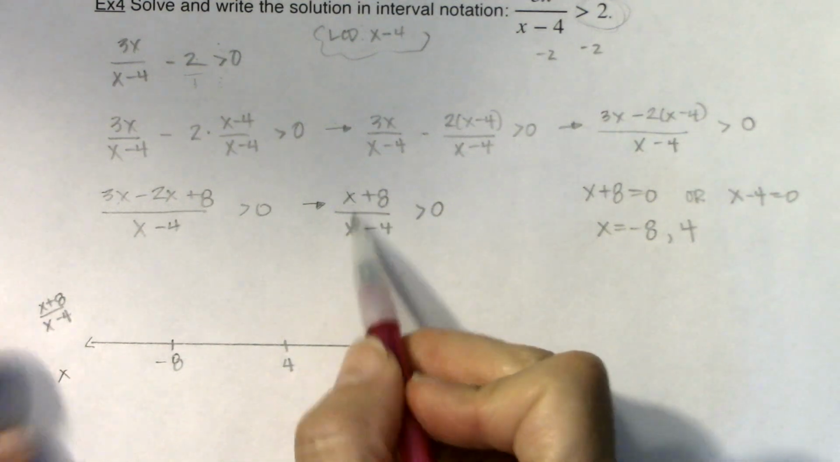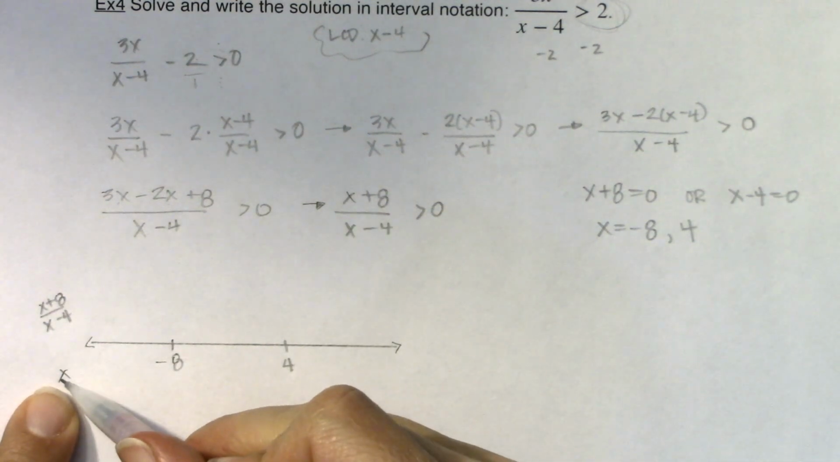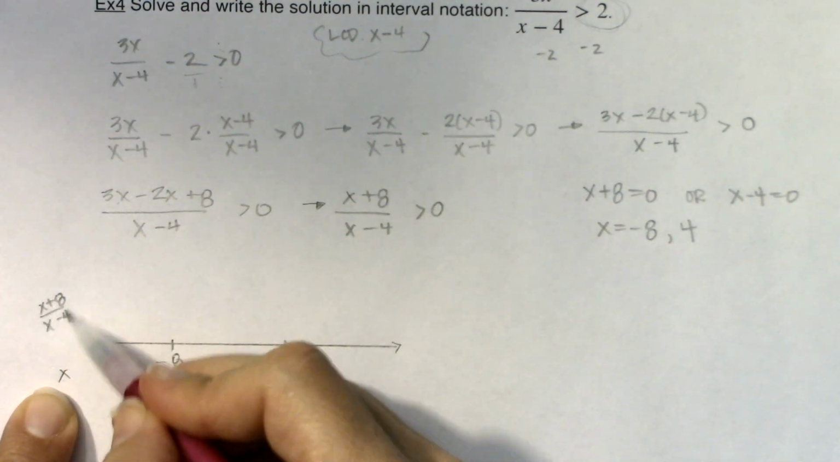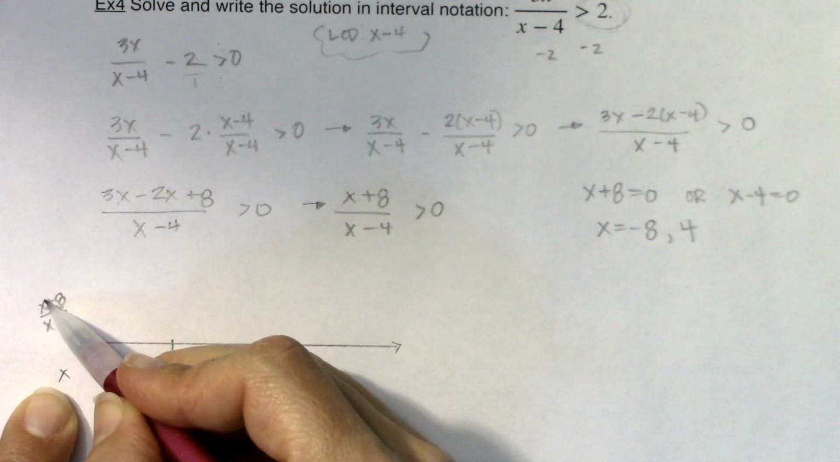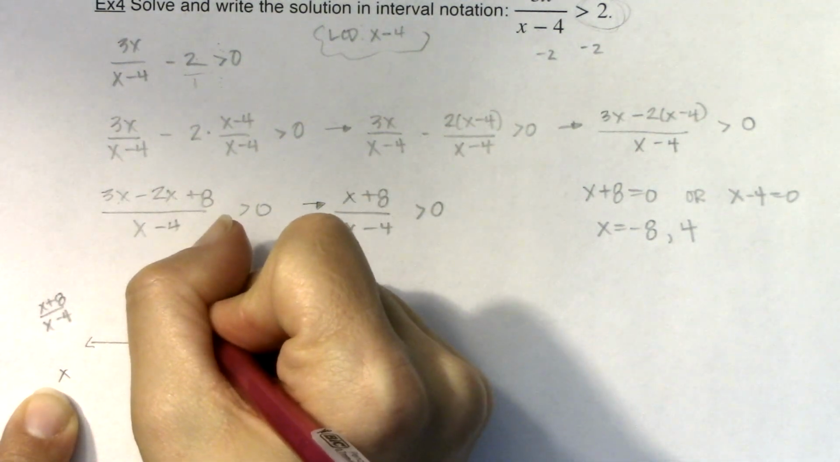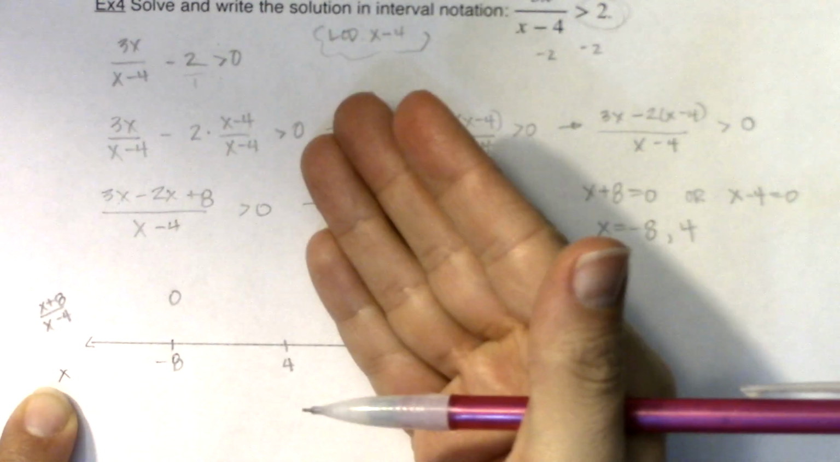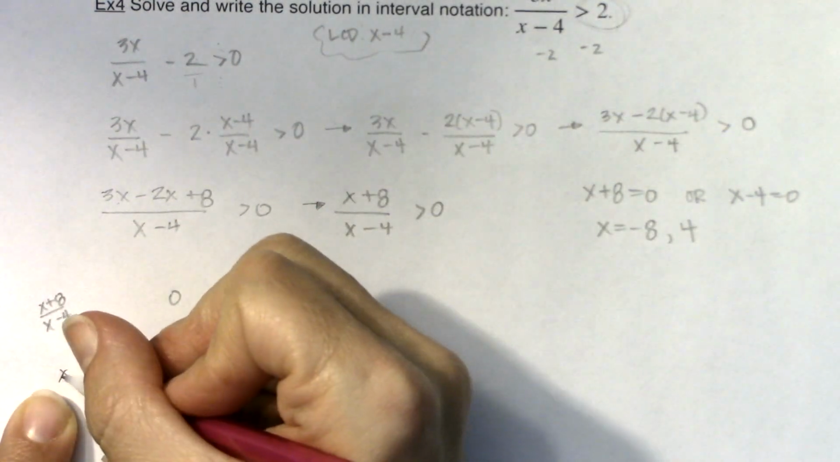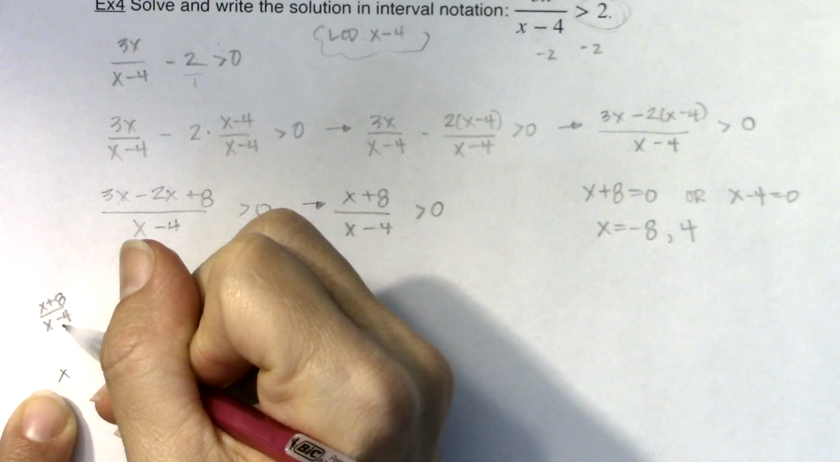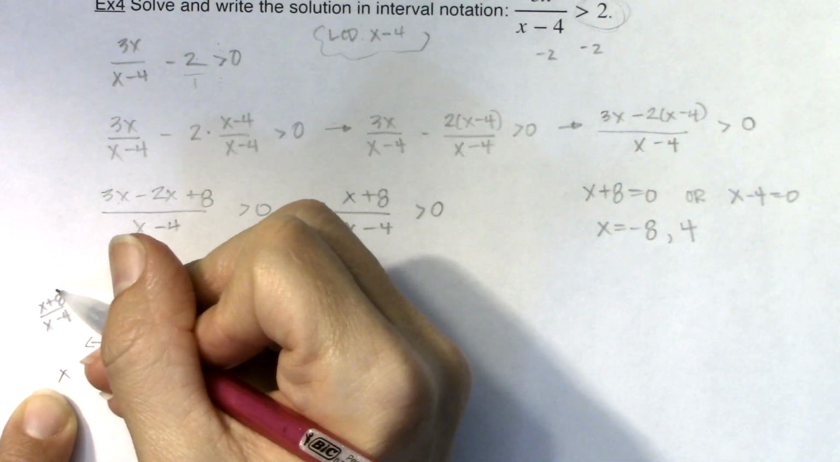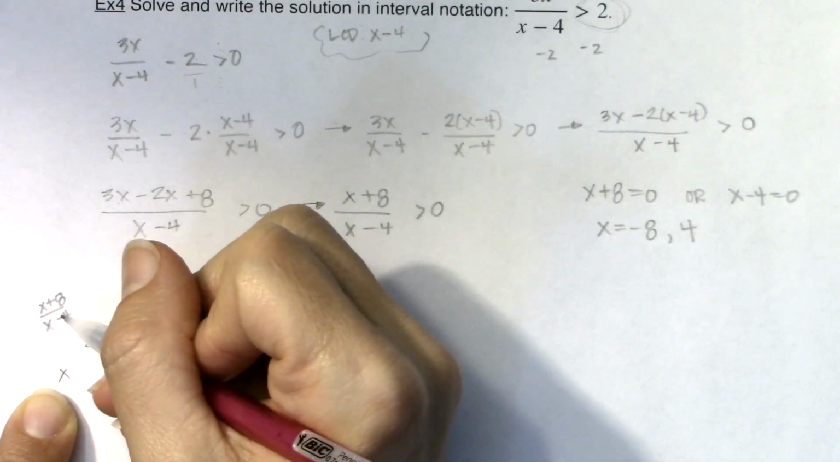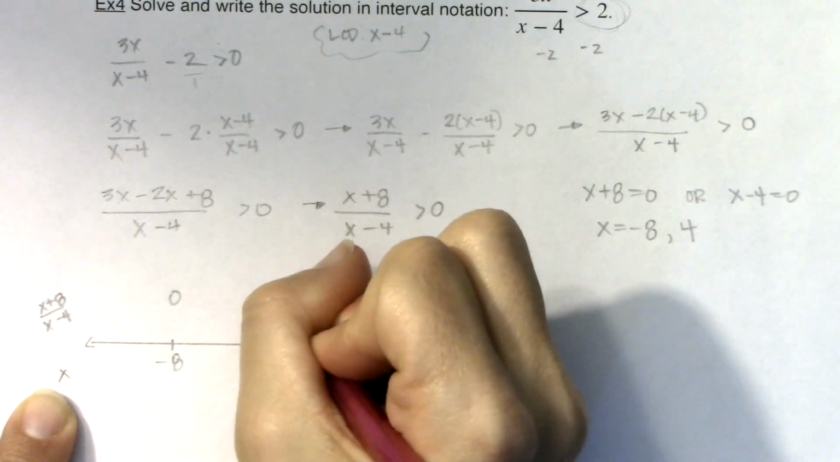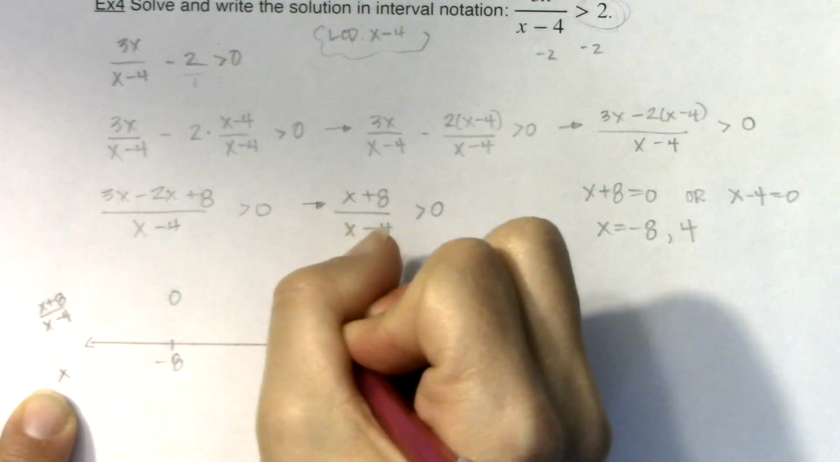All right, when x was negative 8, if x is negative 8, then this fraction has a 0 in the numerator. Anytime you have a fraction with a 0 in the numerator, the value of the fraction is 0. When x was 4, the denominator was 0. Anytime you have a fraction where the denominator is 0, that fraction is undefined. It does not exist, D and E.